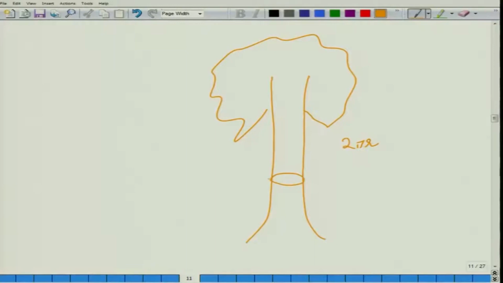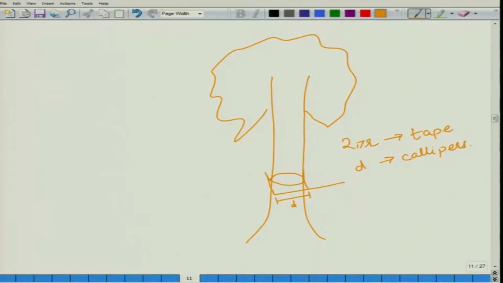Alternatively, you can use calipers. When you use calipers, you can put one end of the caliper at this point and the other end at this point, and you can figure out this length, and this length will be equal to d. So, either we can find out 2 pi r using a tape, or we can find out d using calipers.